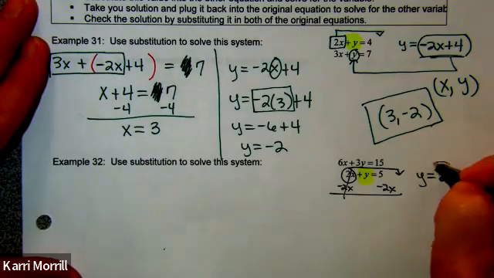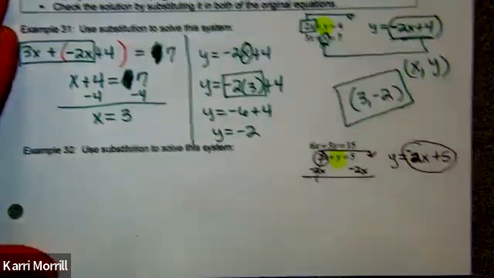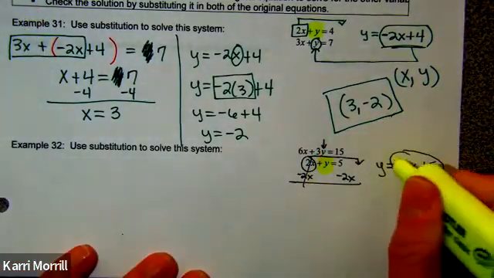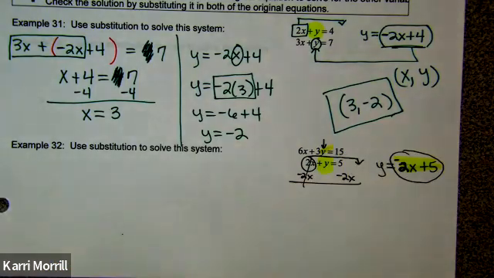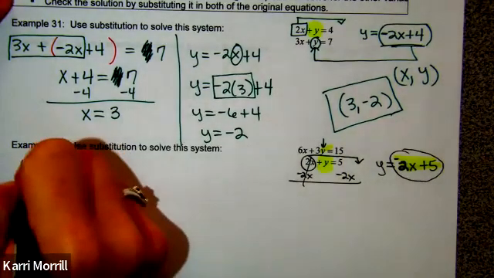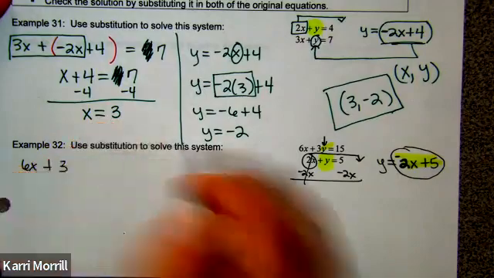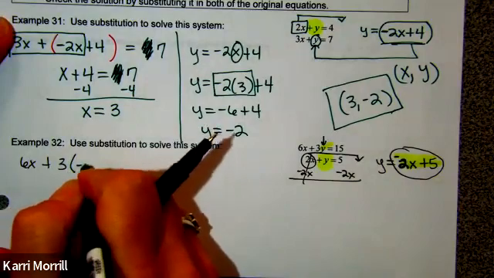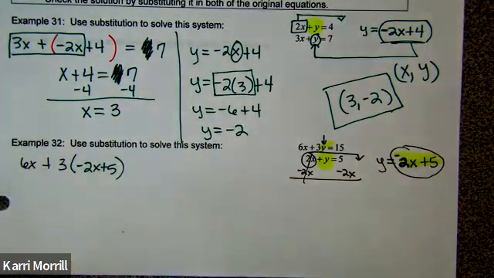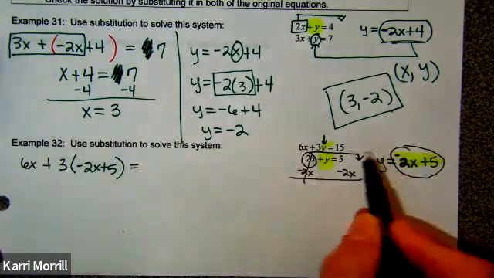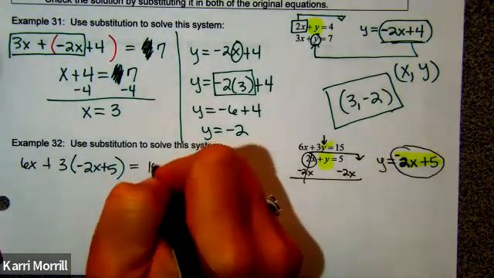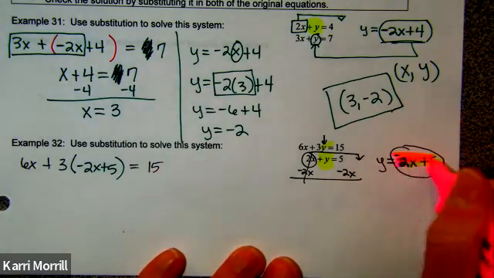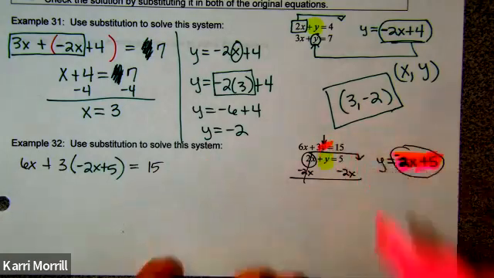So where is this going to be plugged in? Right, this y right here. So this is now going right there. We have 6x plus, this time we have a 3 in front of the y, so we do have to put that in the parentheses, times negative 2x plus 5. And then equals what? 15. So we just took what we solved for y in the second equation and we plugged it into the other equation's y.